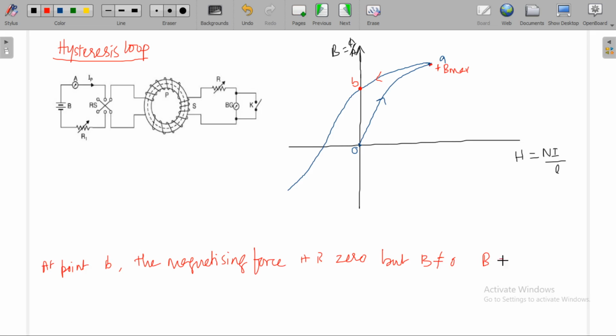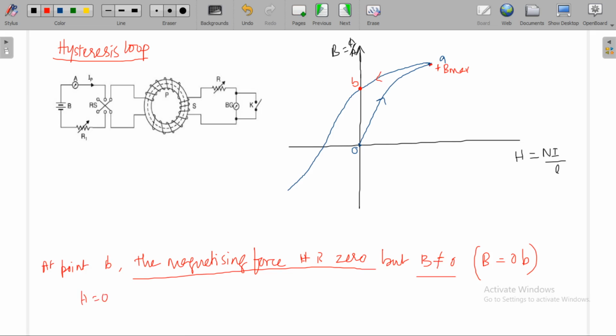B is equal to OB. That is, the magnetic flux density in the material has a finite value. It is not equal to 0. Even though the magnetizing force is 0, B is not equal to 0 here. Why is it not equal to 0? Here H is 0, right? Even though H is 0, B will not be equal to 0, because see here.